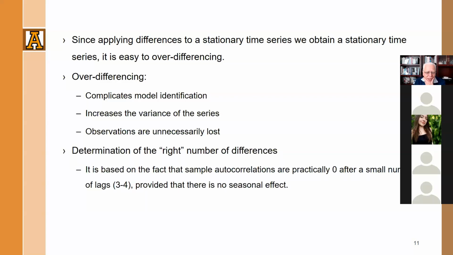Now the right number of differences, we can see that with the sample autocorrelation. What we expect to see is that the autocorrelations will die very fast. So after the first few lags, I say here 3 to 4, could be 5, everything is zero. All the autocorrelations are zero, which did not happen in the series that we just saw.